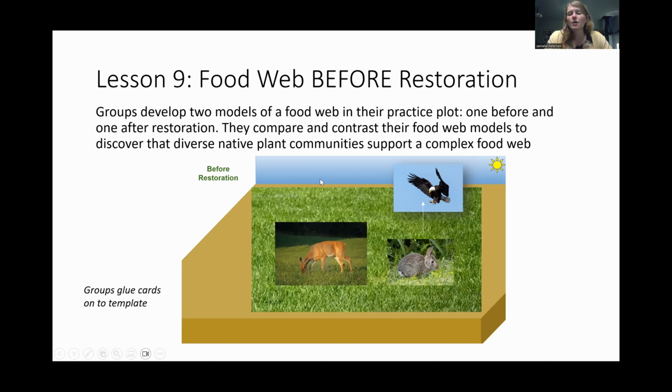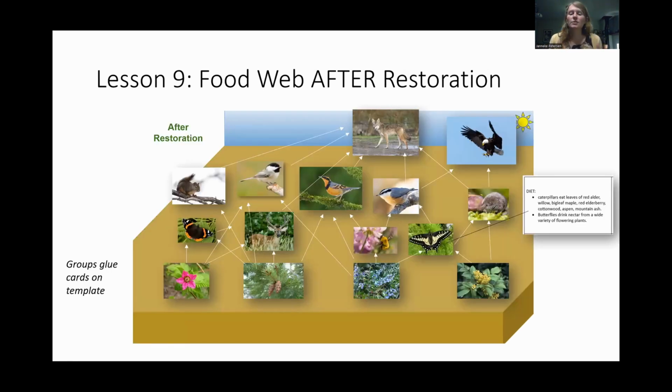So this shows a food web in their practice plot before restoration. So if your restoration site is gravel, this would just be gravel and there would literally be no food web, right? Because no animals eat gravel. But if your restoration site is something like lawn or an invasive vegetation, like English ivy or blackberry, there are some animals that eat that. And so they will show that there is a very simple food web before restoration.